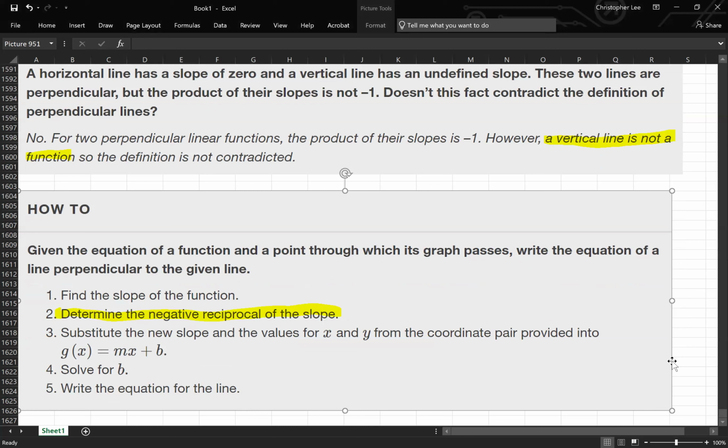So given the equation of a function and a point through which its graph passes, write the equation of the line perpendicular to the given line. So find the slope of the function, determine the negative reciprocal of the slope, and then substitute the new slope and the value of x and y from the coordinate pair provided into g of x is equal to mx plus b, right? Solve for b, write the equation of the line.